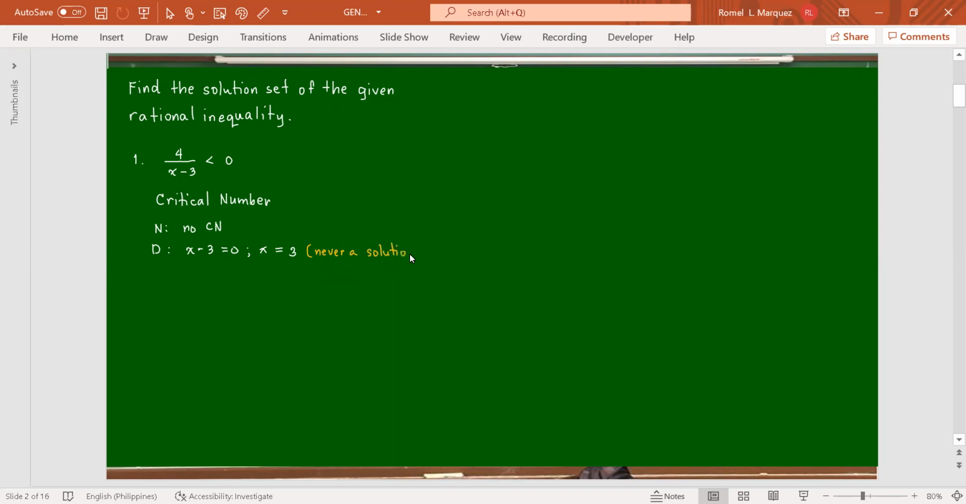So you have to exclude that on the interval that we're going to have, because it is in the denominator. Now after that, we're going to consider a number line. And there is only one partition, no? Is that clear, guys? What number, guys? 3. So meaning just to the left and right of 3.